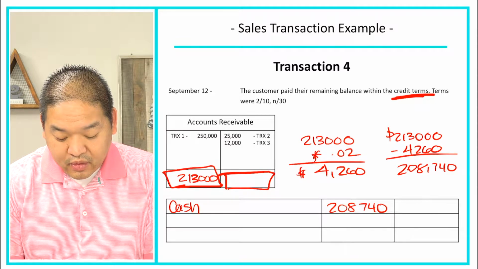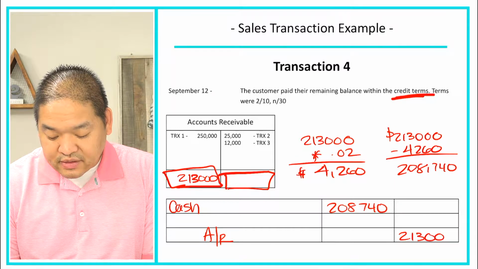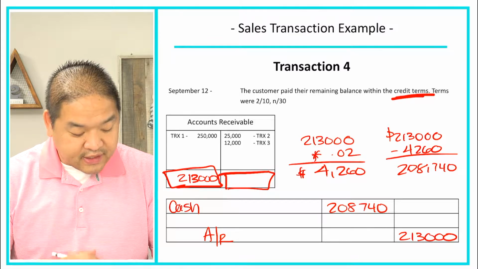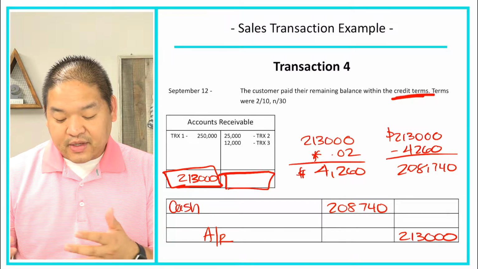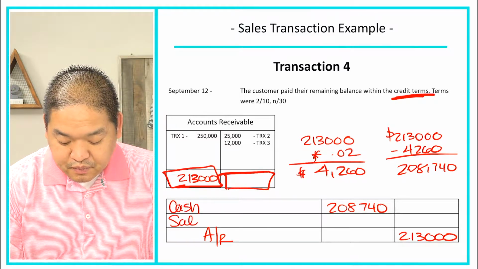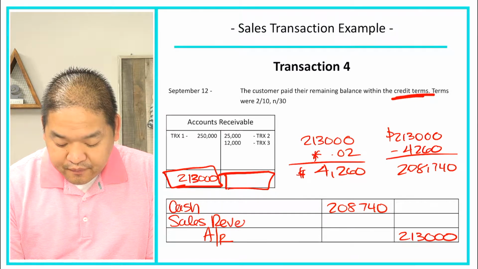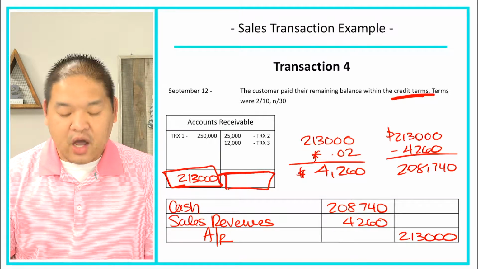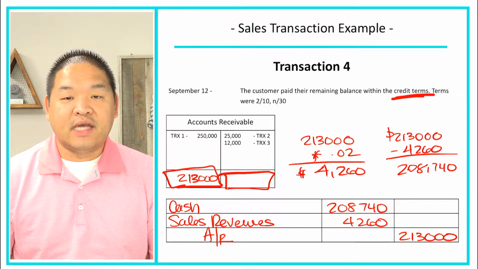So to do that, we will credit accounts receivable in the amount of $213,000. So now we have a plug or a hole. That hole is going to reduce the revenues because technically we didn't earn those revenues because we gave them a discount. So we are going to debit sales revenues, further reducing our sales amount in the amount of $4,260. That plug there basically will get us to the $213,000 on the debit side.